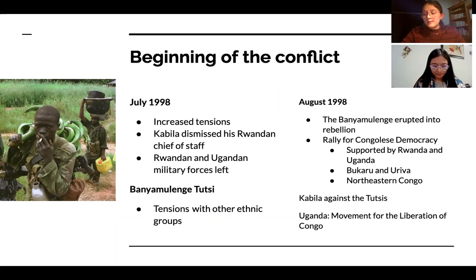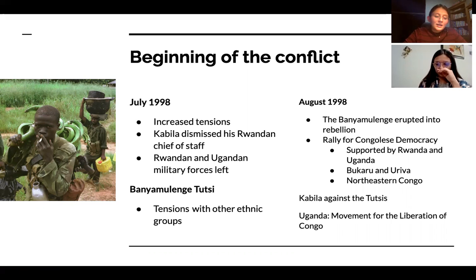We have to go back to July 1998, the year in which the tensions increased a lot, because Kabila took the decision of dismissing his Rwandan chief of staff, Kabarebe, and he replaced him with the Congolese native, Kisempia. And then 2 weeks later, he ordered all the Rwandan and Ugandan military forces to leave the country. So the military forces left with no explanation.